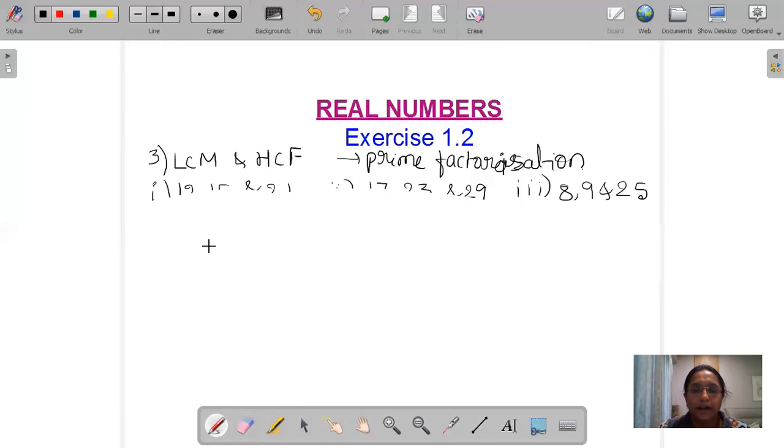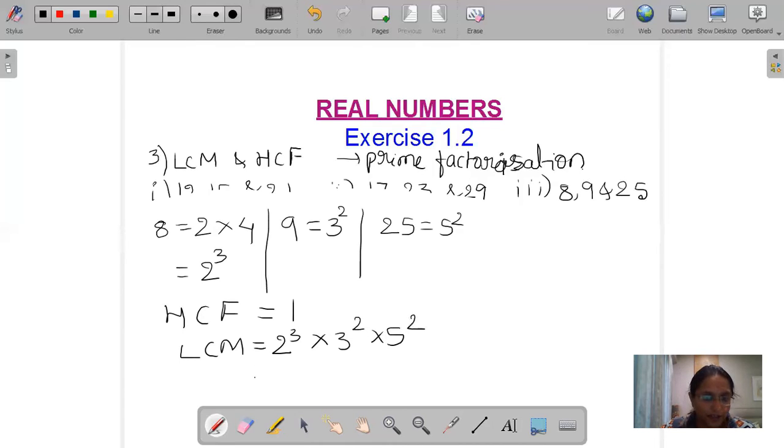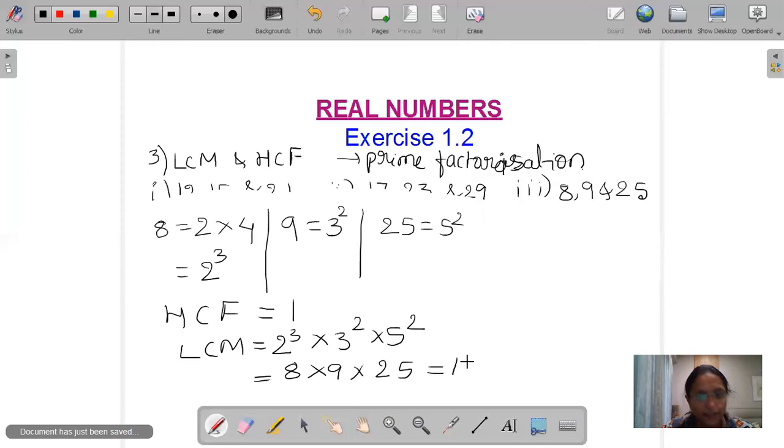Third one is 8, 9, 25. What are factors of 8? 2 into 4, or directly you can write 2 cube. 9 is 3 square. 25 is 5 square. So what is HCF here again? It is 1 because common is not there. What is LCM? 2 cube into 3 square into 5 square. What is the answer? It is 8 into 9 into 25. So answer is 1800.